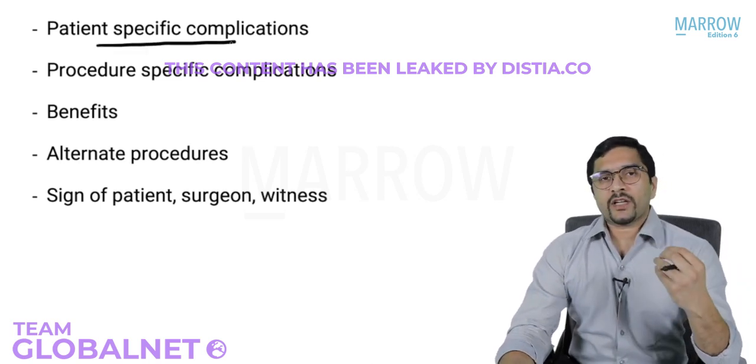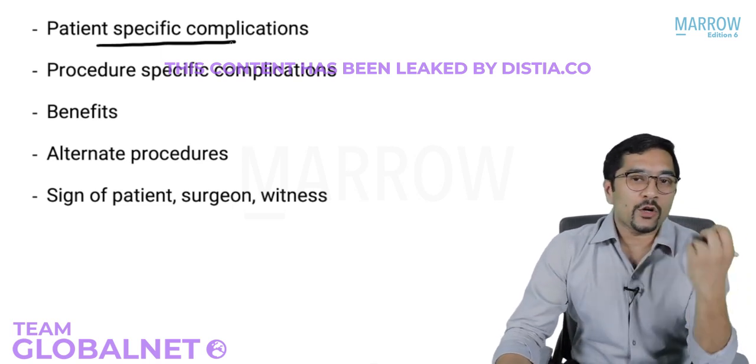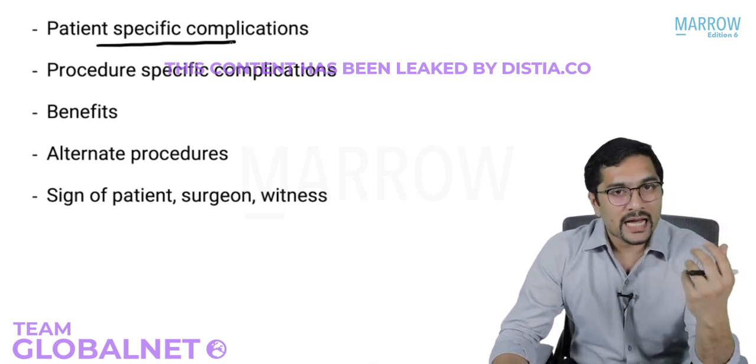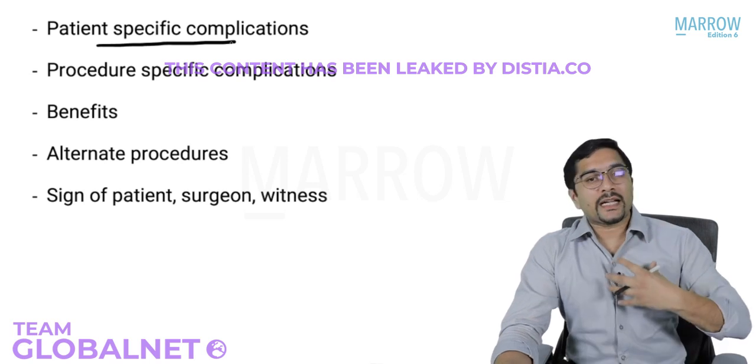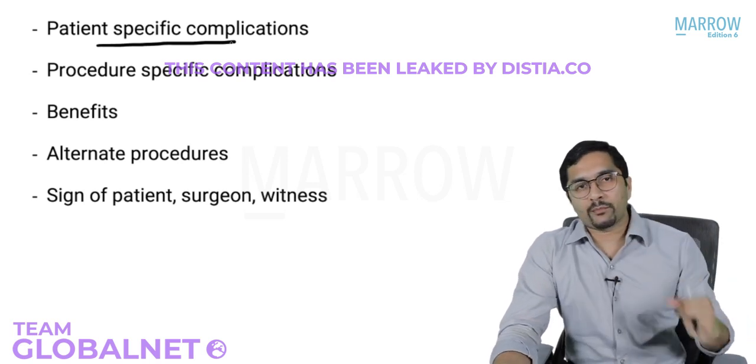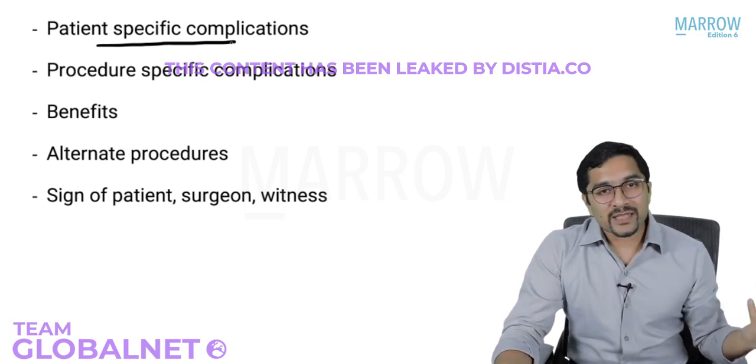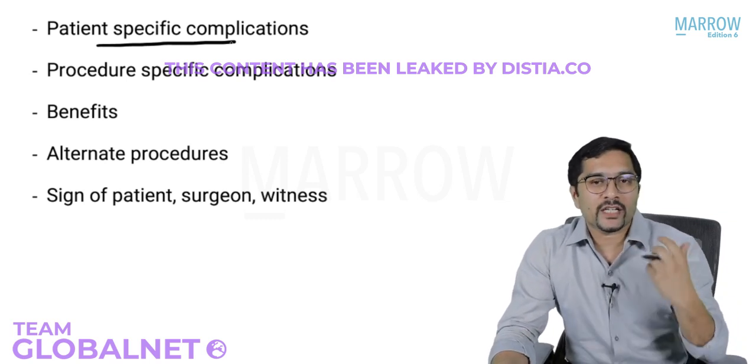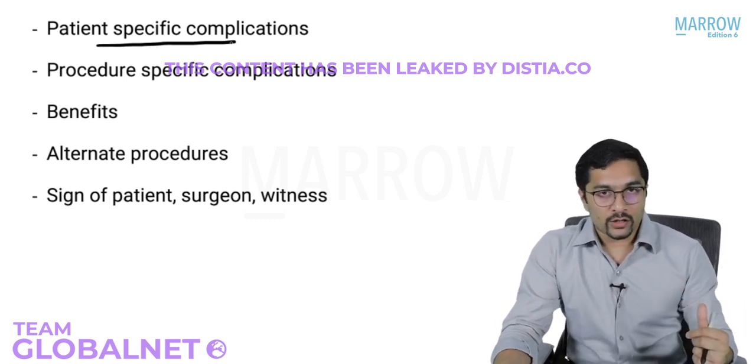Then you also have to include the patient-specific complications, right? So patient-specific complications, the patient might be a case of COPD, right? Or the patient might be diabetic. So a COPD patient might have more respiratory problems in the postoperative period, whereas a diabetic patient might have more wound-related complications. So that you have to document.